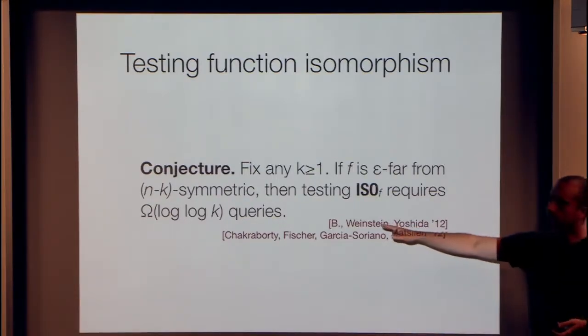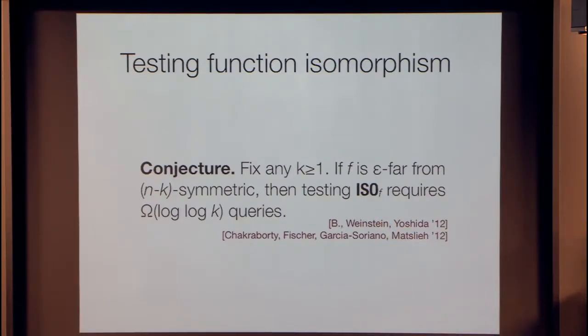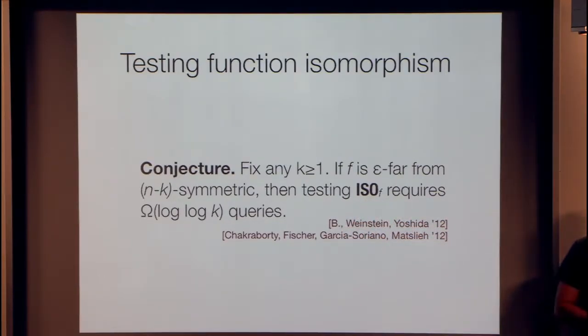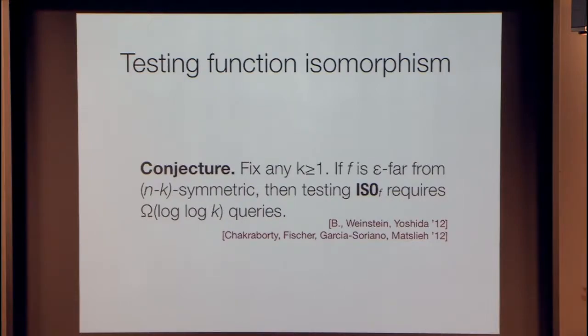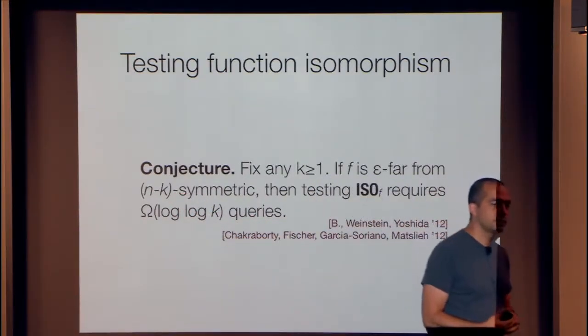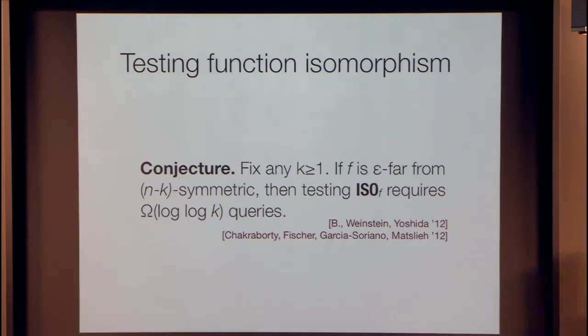And here I put log k, but really what I mean is a function that's going to grow with k. So if you're not close to partially symmetric on a constant number of variables. Well, it's going to be a function of k, but I kind of want to say either you're going to be close to n minus k symmetric for k constant, or far for something slightly super constant.